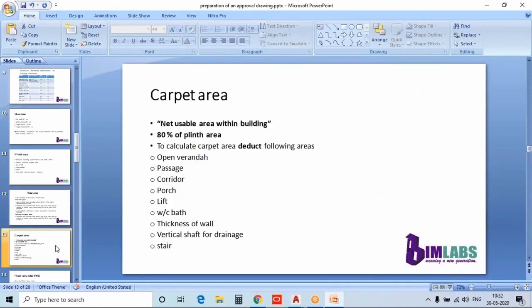Then the next is the carpet area. After calculating the ground floor area and first floor area, you have to calculate the total floor area by adding these areas. Then you have to calculate the carpet area. Carpet area means the net usable area within the building. Normally it will be 80% of the plinth area, but if you want to calculate it, you can do so by reducing the following areas: open verandas, passages, corridors, porches, lift, water closets, bathrooms, and the thickness of the walls. You can also exclude the vertical shaft for drainage and the stair while calculating the carpet area, or you can take the carpet area as 80% of the plinth area.